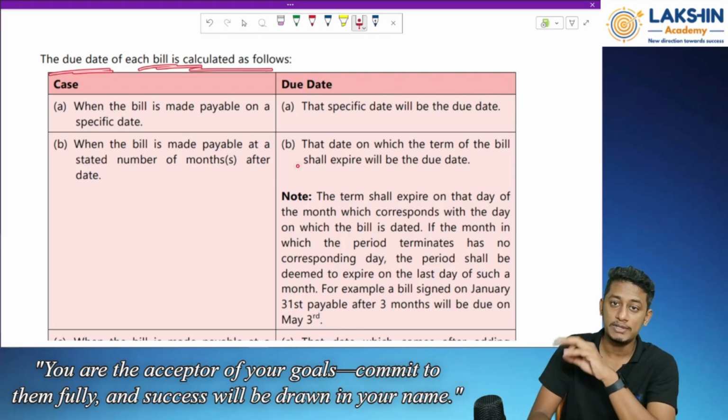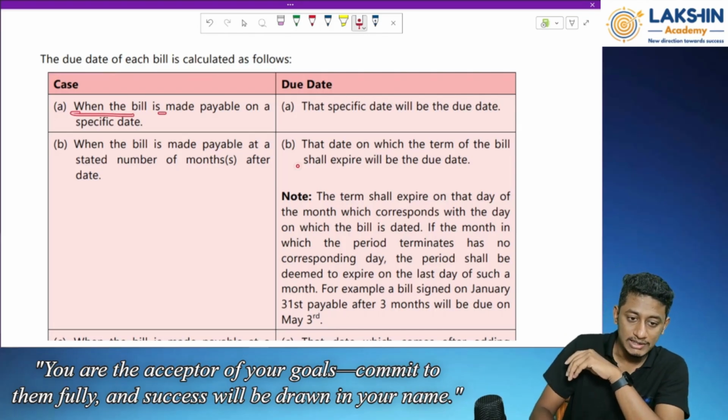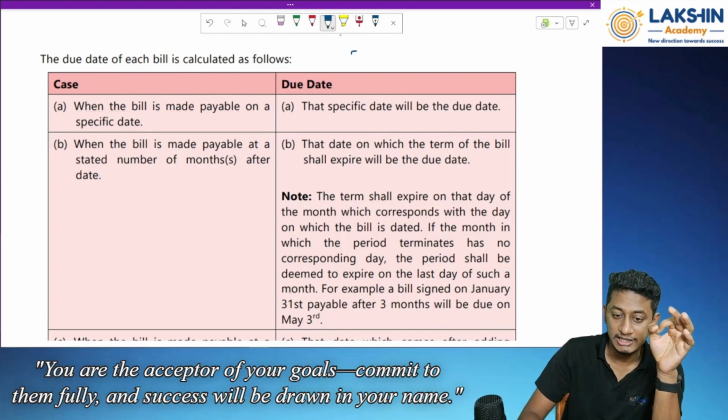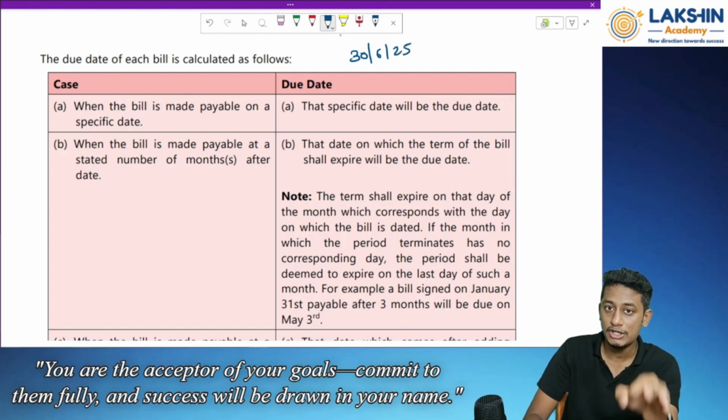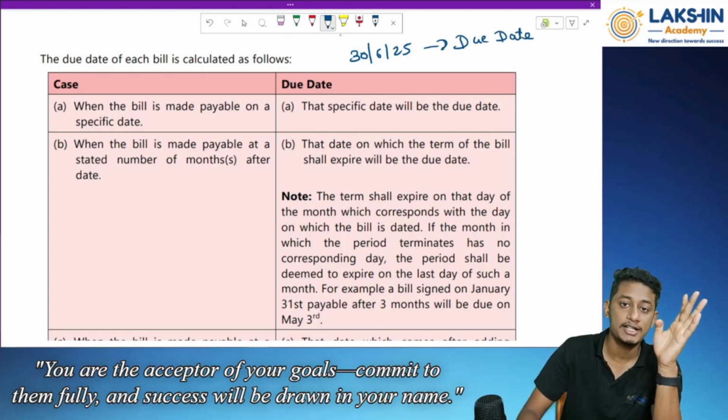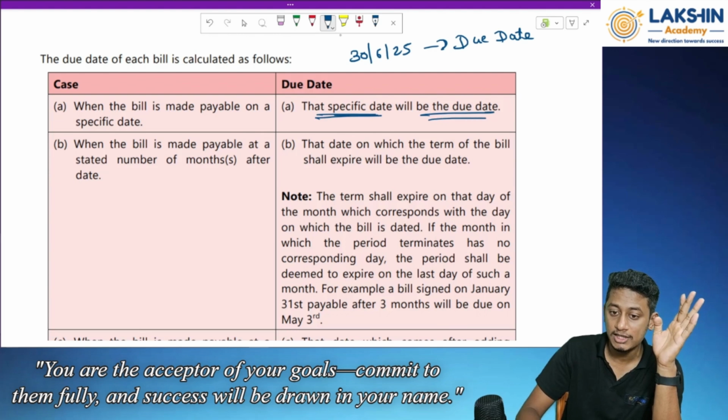How to calculate the date of bill? When the bill is made payable on a specified date, whenever the bill mentions that on this particular date, let us say 30th of June 25, you have to make the payment for the bill, this will be called my due date. Clear? So that specified date will be the due date for that bill.